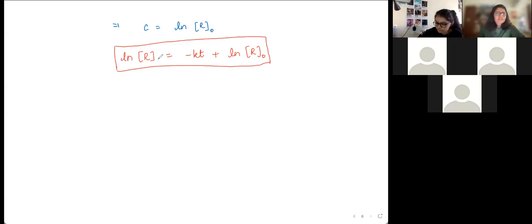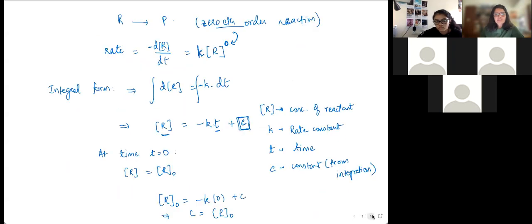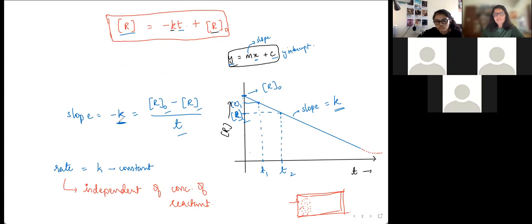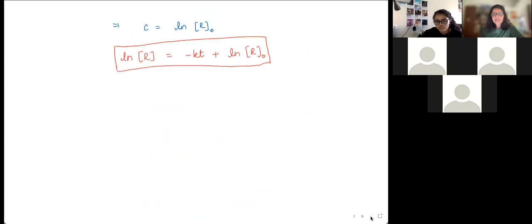Okay. So again it's a logarithm, let's rearrange it a bit. What we did with the zero order reaction is, once we found this out, we wanted to get an expression for the rate constant. So let's do the same thing for this also. If you want to find k specifically, let's rearrange this. kt equal to ln of r naught minus ln r.